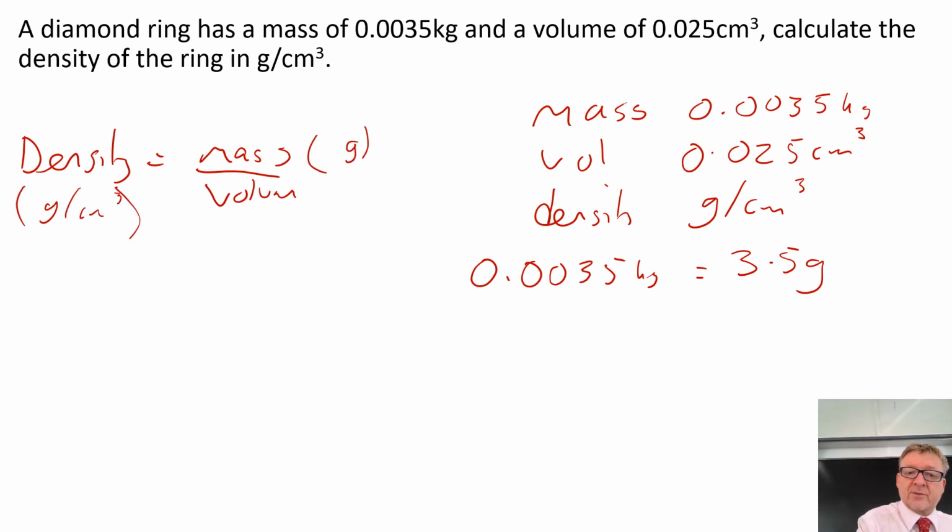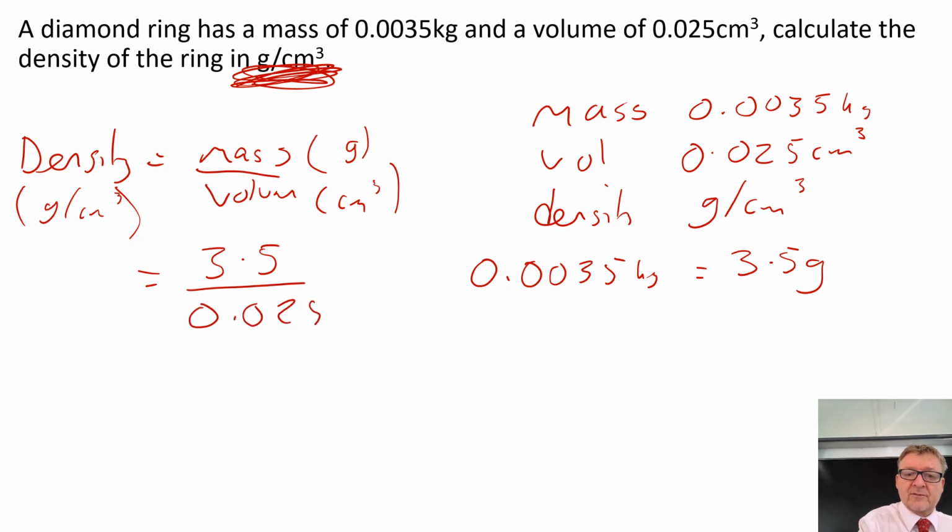This is in grams, which is unusual, centimetre cubed. But what I've done is I've looked at the question here because that's what it tells me to do. Density equals mass. So the mass is now 3.5, divided by the volume, 0.025. So my answer, 3.5 divided by that, is 140 grams per centimetre cubed.